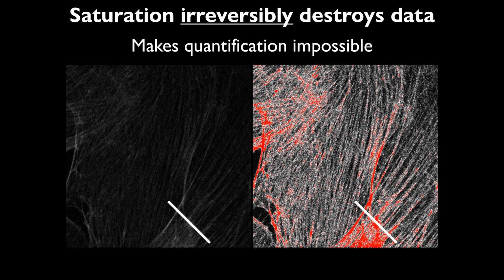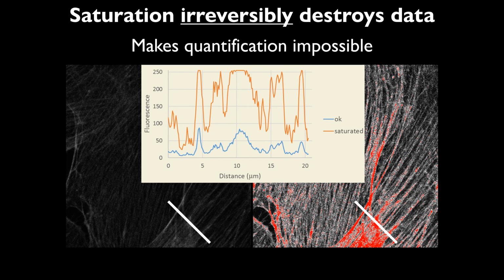So if I now draw a line through the same feature in the saturated and the non-saturated image, you can see that in the one that's okay, we have clear gradations in fluorescence intensity, whereas in the saturated one, we have these plateaus as the signal reaches the maximum possible, and then everything there just shows up as a flat, identical number, and so we can't capture the real variation that is present there, and so we can't quantify properly.